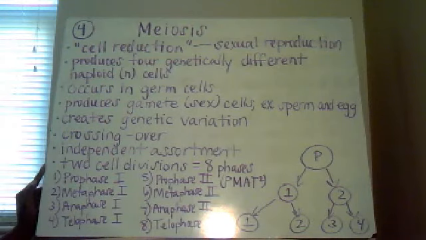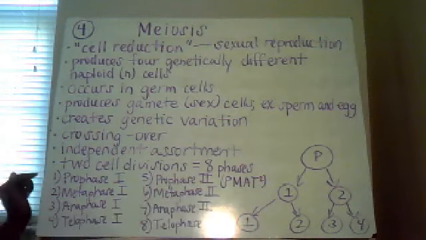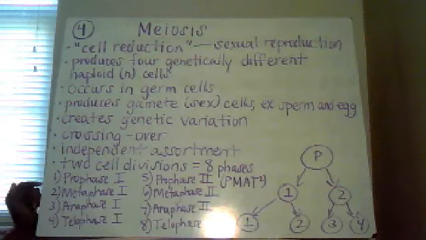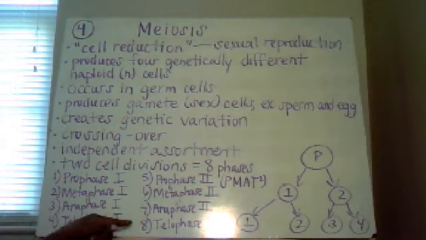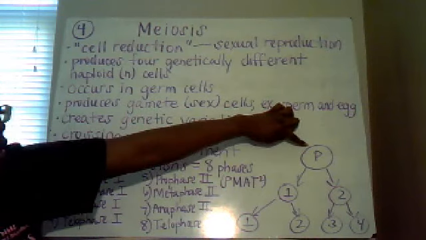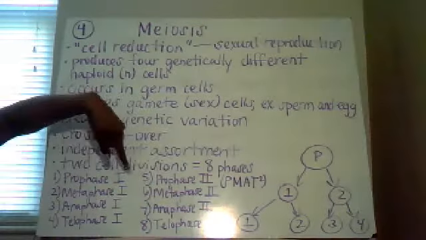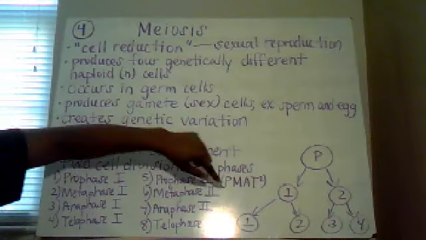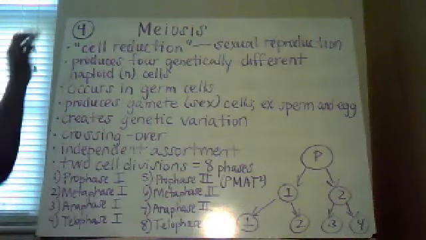There are 2 cell divisions that occur, which is a total of 8 phases. This is known as PMAT squared. So you have prophase 1, metaphase 1, anaphase 1, telophase 1. Then you have prophase 2, metaphase 2, anaphase 2, and telophase 2. Over here, you have the diagram for meiosis, which starts off with the original cell, the parent cell. During PMAT, it's going to give you the 2 cells, and once it goes through PMAT squared officially, you'll have the 4 cells total, 2 from each original cell.